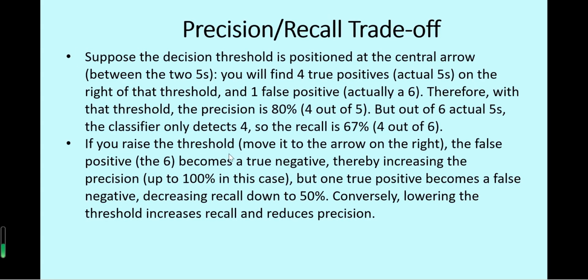So if we raise the threshold, so move it an arrow to the right, the false positive becomes a true negative, thereby increasing the precision to 100%. But when a true positive becomes a false negative, we decrease the recall to 50%, right?